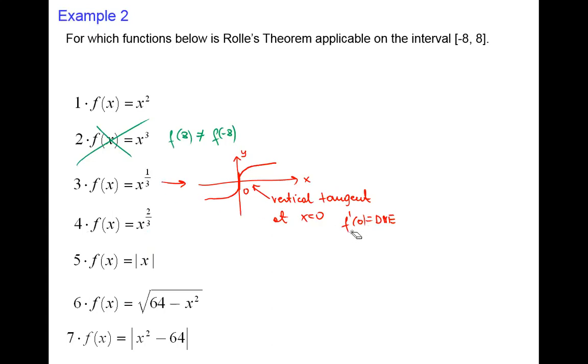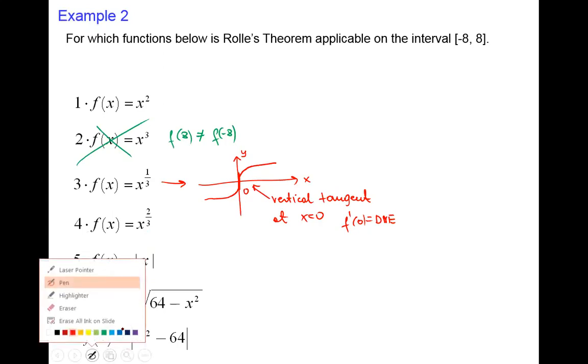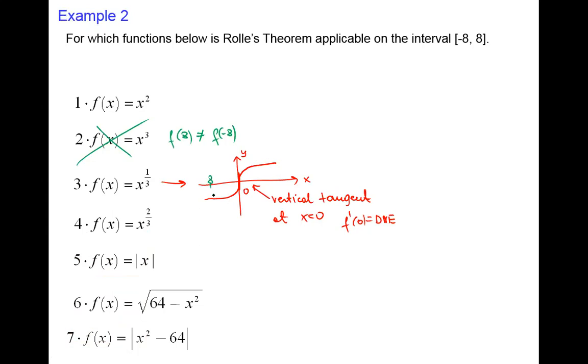Okay, that means the function is continuous, but not differentiable. And of course, the value for negative 8 is negative 2, for positive 8 is positive 2. That means the values are different. But not having a derivative is also important. That means that's not a good function too.